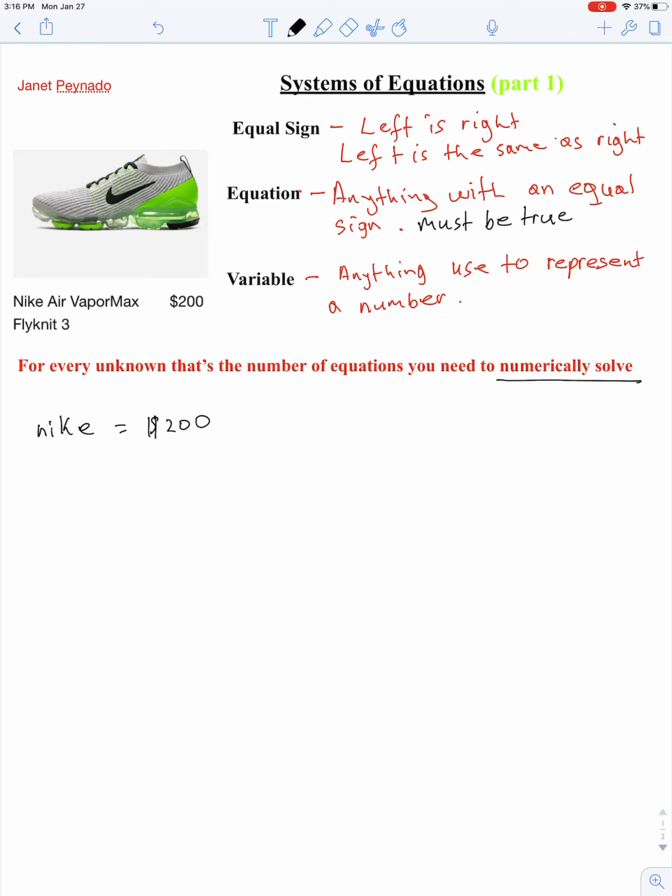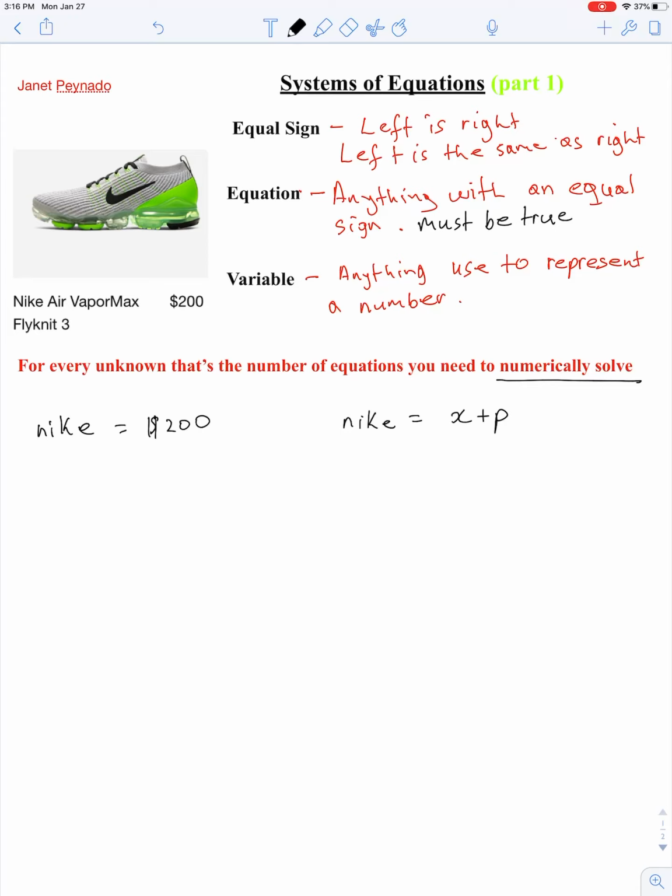Well, that's a numerical value, therefore I have numerically solved for Nike. Now if I write Nike is equal to X plus P, that is also a solution for Nike. It's not a numerical solution because I do not know the value of X and P. If I wanted a numerical solution for Nike, then I would need a numerical value for X and P.